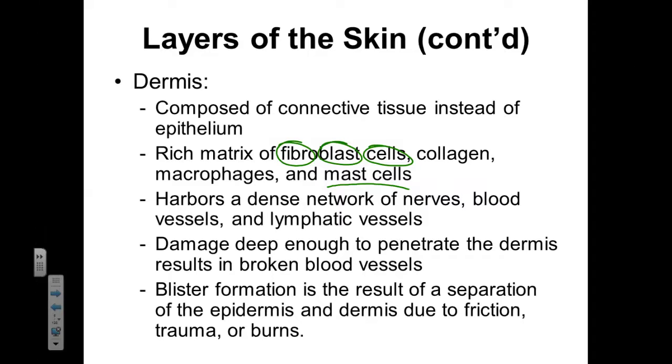If a blister forms on our skin, that blister is going to be the resulting structure that forms from the epidermis being separated from the dermis. Usually this is the result of friction. Occasionally this can be the result of heat.